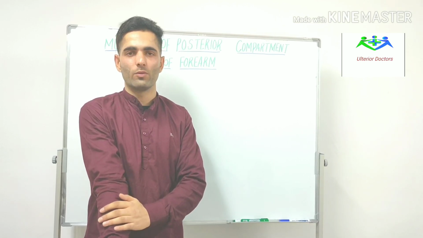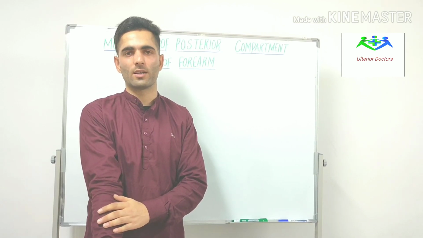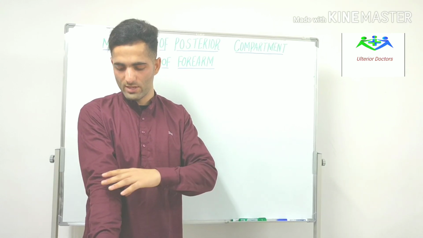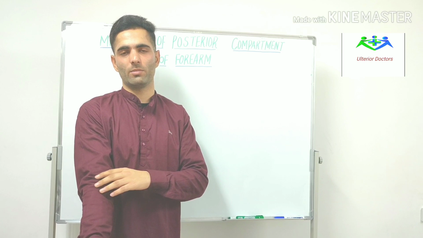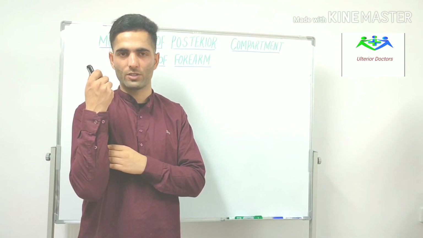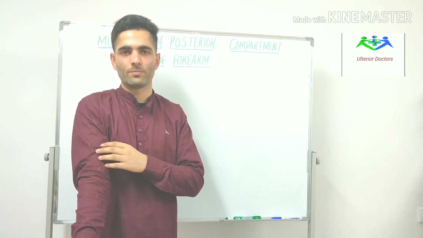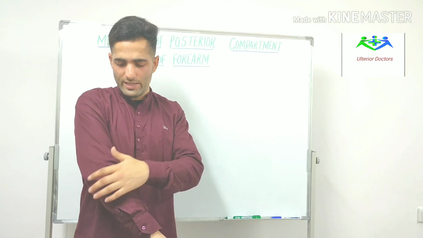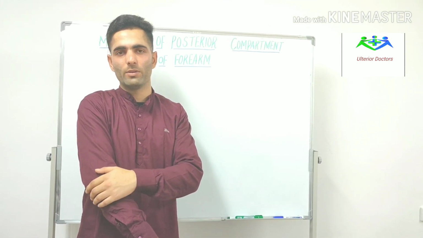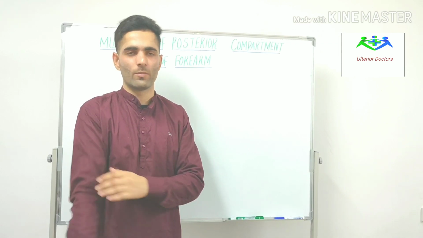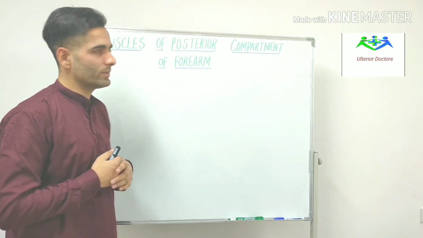The anterior compartment of the forearm is also called the flexor compartment because the muscles of this compartment mostly help in the flexion of the arm. This is called the flexion and this is called the extension. And the muscles of the posterior compartment of the forearm mostly help in the extension of the forearm. Let's talk about these muscles.